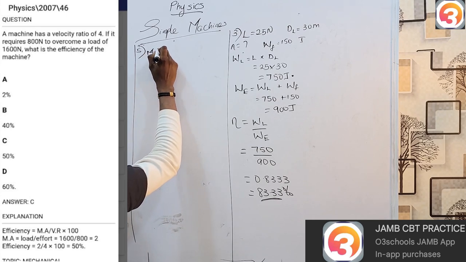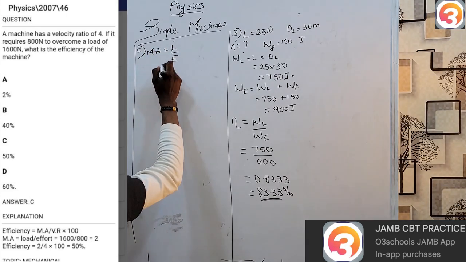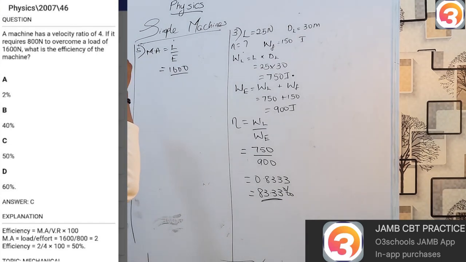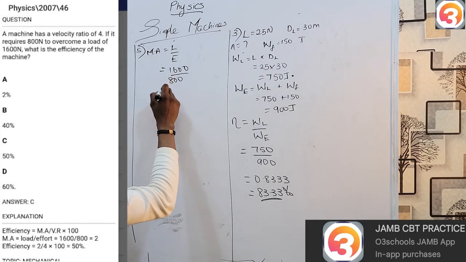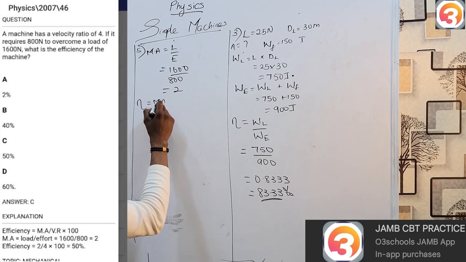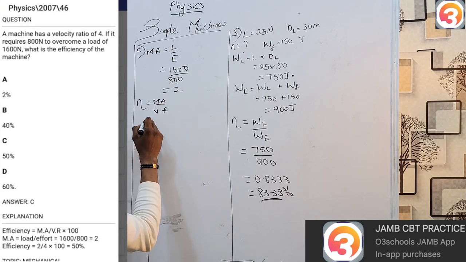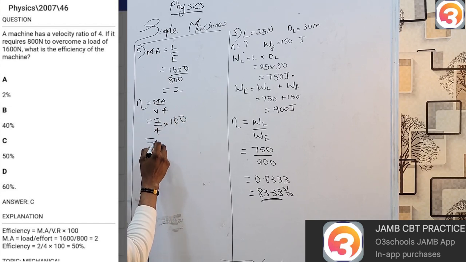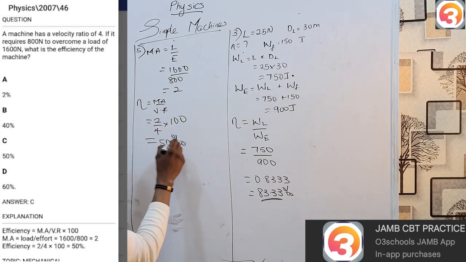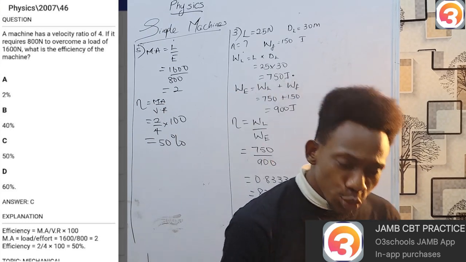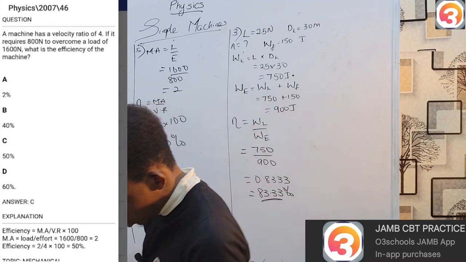We know mechanical advantage is load over effort. So the load is 1600 as stated, and the force required to overcome it, the effort, is 800 newton. That's 2. And we know the velocity ratio is 4. For efficiency, it is MA over VR, which will be 2 over 4 times 100. And that shall give us 50%. Option C. See, these are truly quite simple.